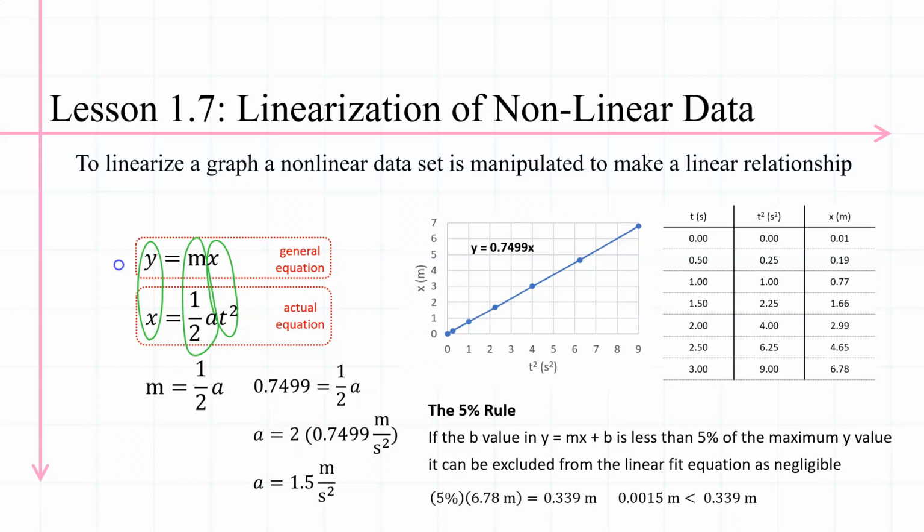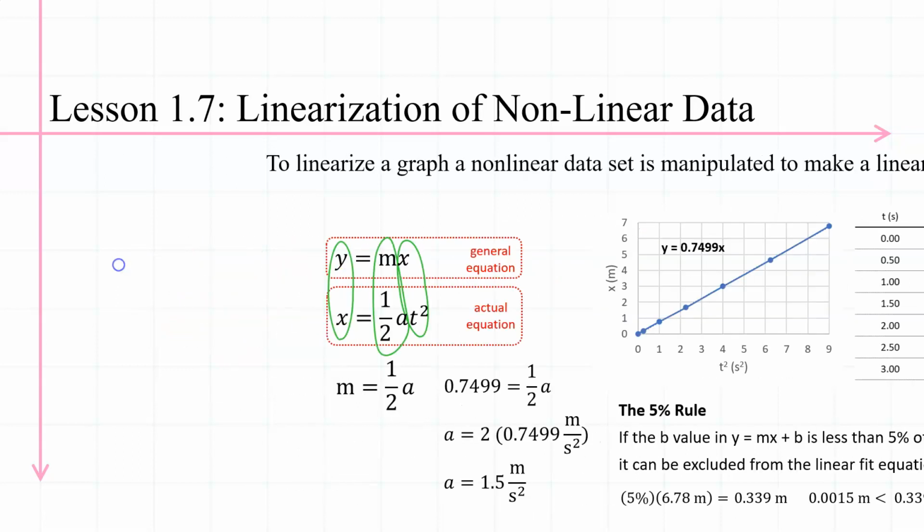And that tells me that I have essentially a proportional relationship between y and x in my slope-intercept equation, or in this case, to be more specific, between the x position and the time squared value. All right, and that's how it's done. We've linearized our data set, and then we used it to calculate acceleration.